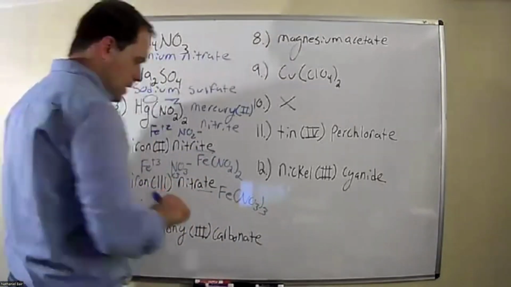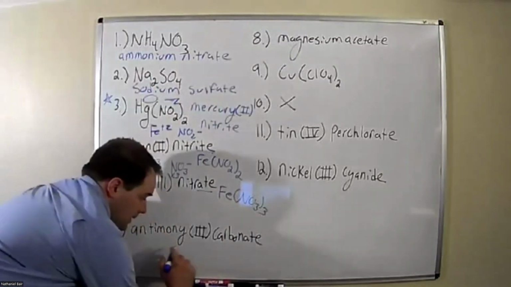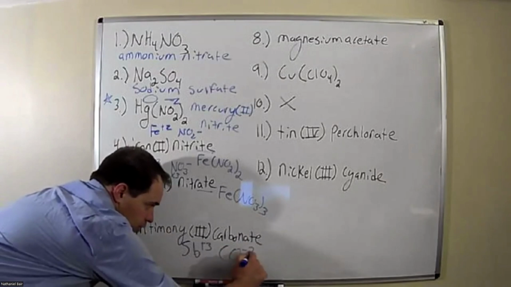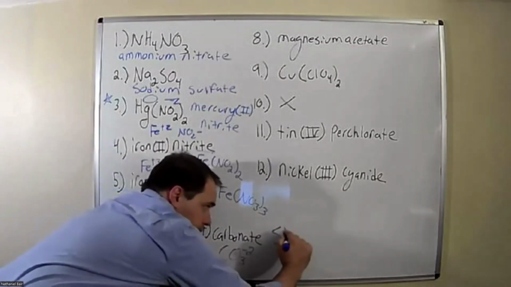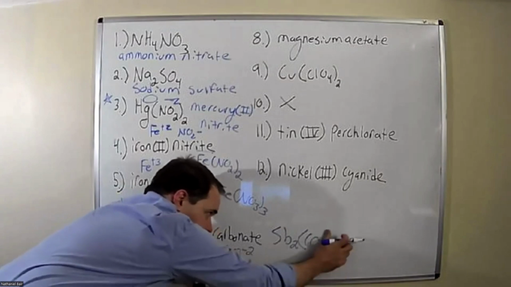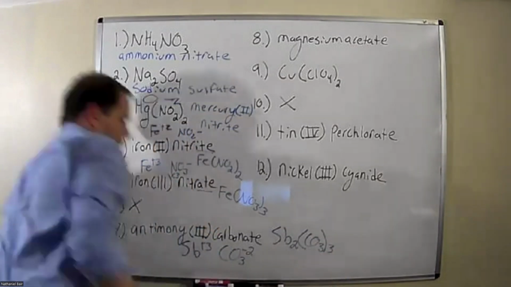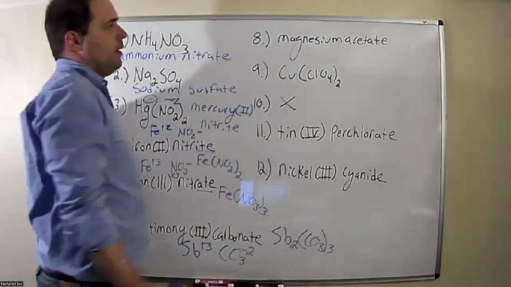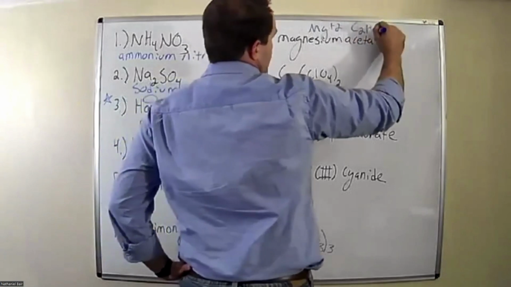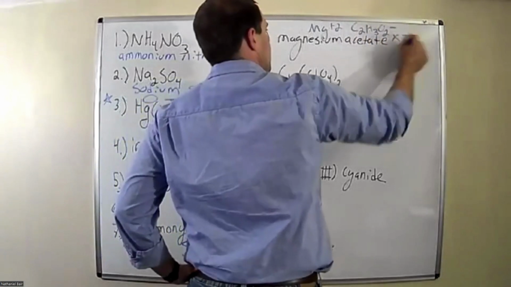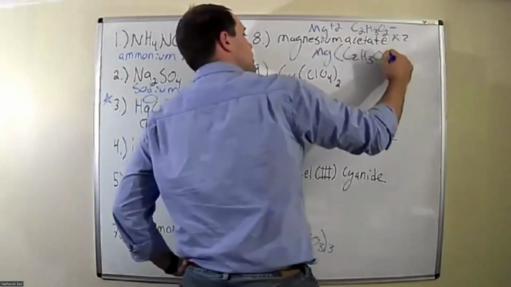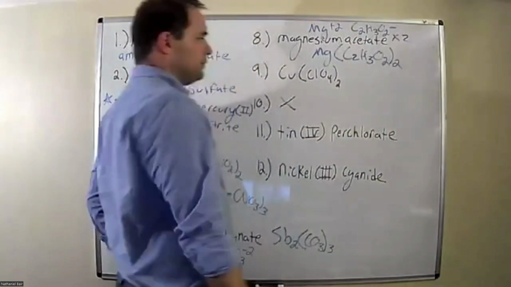Antimony 3 carbonate. Antimony 3, that's antimony with a +3 charge. Carbonate has a -2 charge. Swap it, drop it. Sb2(CO3)3. Magnesium acetate. Magnesium's +2. Acetate is -1. I need 2 of them. Mg(C2H3O2)2.